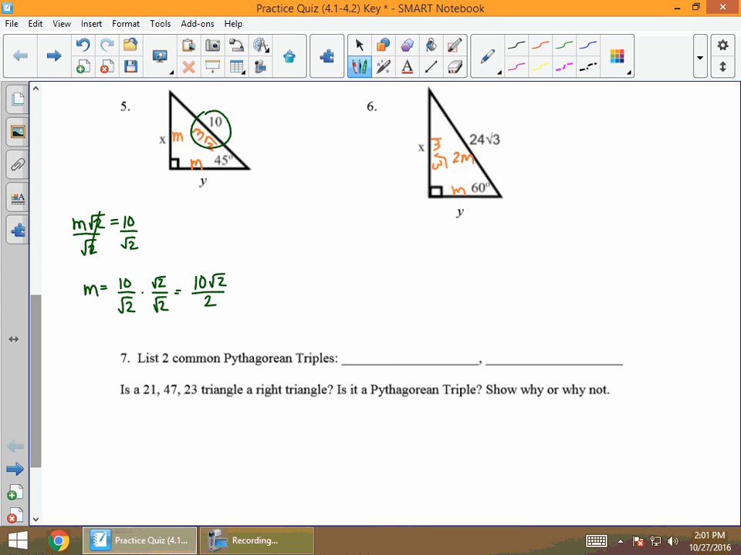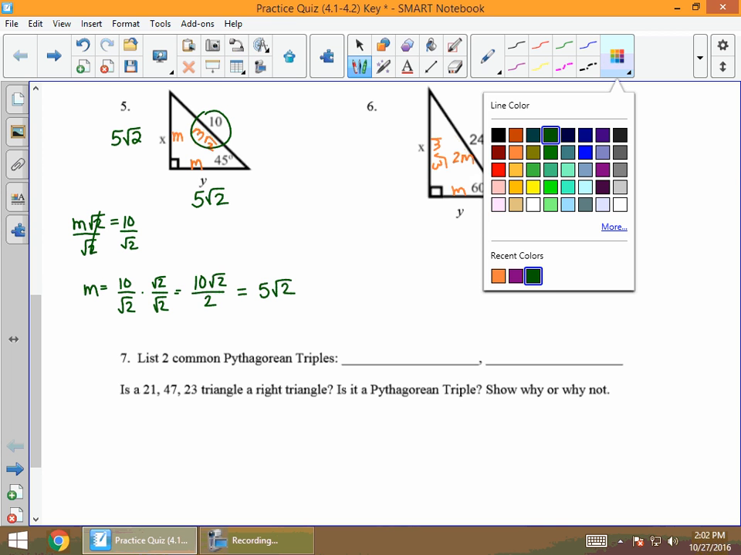Look at your fraction out in front. You have 10 over top of 2, and 10 over 2 is 5. So this is 5 radical 2. That's what m is equal to. So y is equal to m, so it is 5 radical 2. X is equal to m, so it is also 5 radical 2. Both of them 5 radical 2.